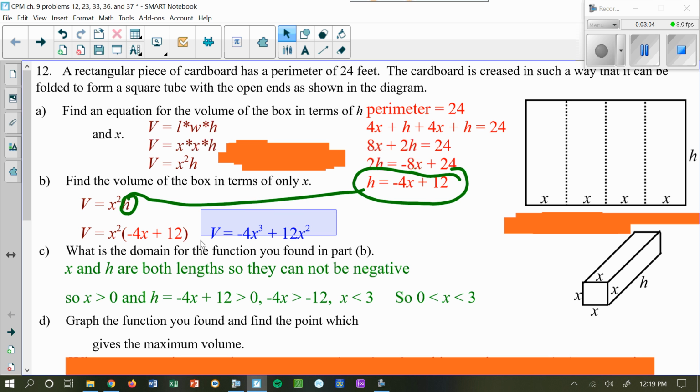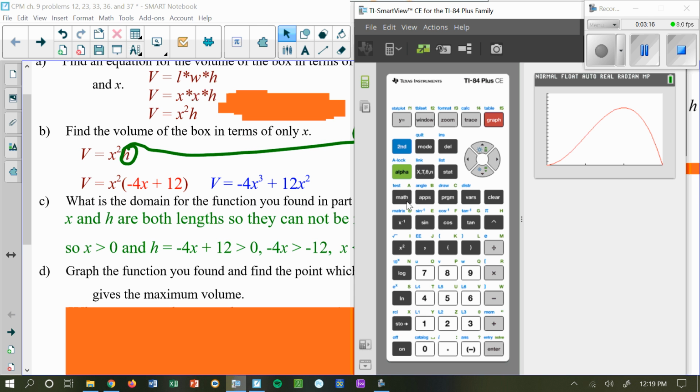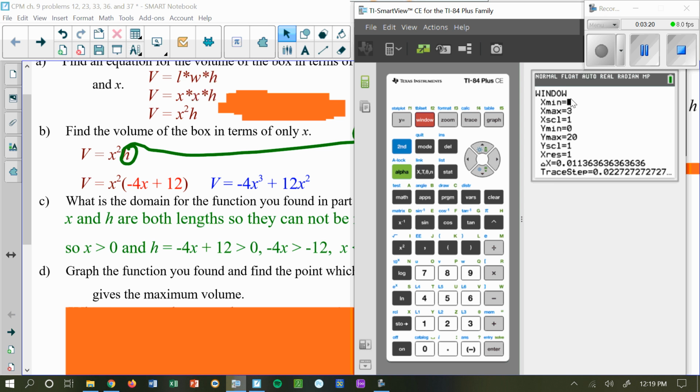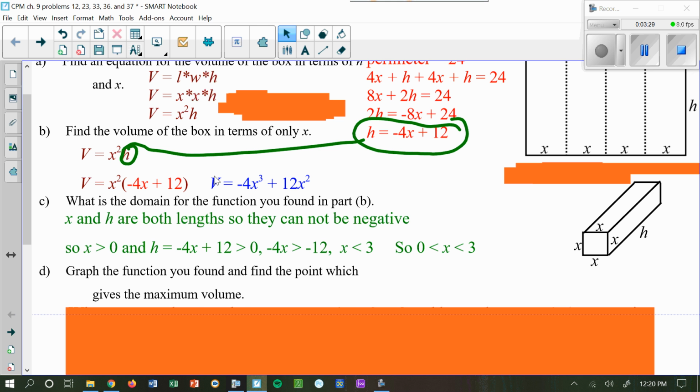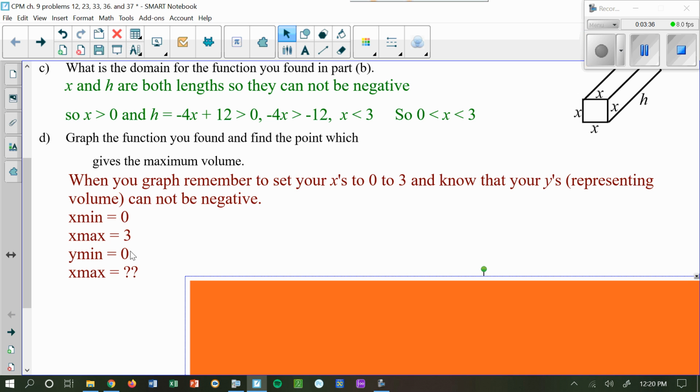So go to your y equals and put this in your y equals. And then we're going to hit the window feature on your graphing calculator. So here's your window. We know x can't be negative. We know the biggest x can be is 3. And your y min, y is the output, which in this case is your volume, and you can't have a negative volume. You would know that that would be 0.